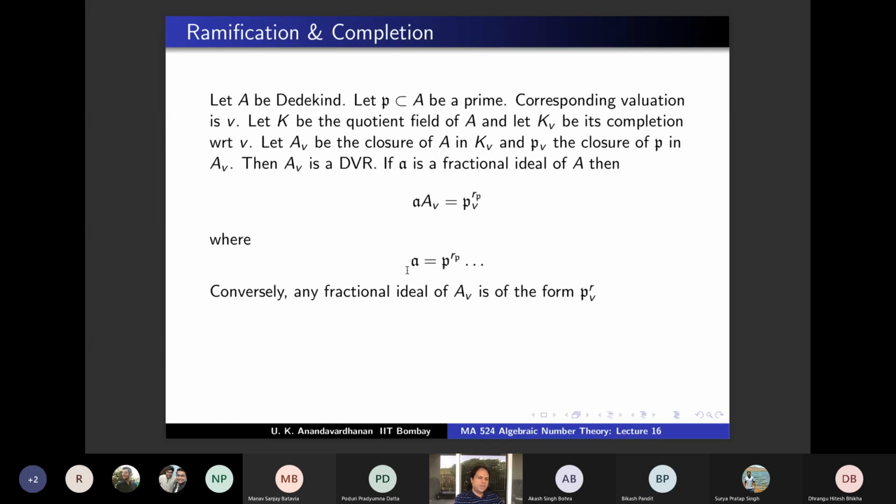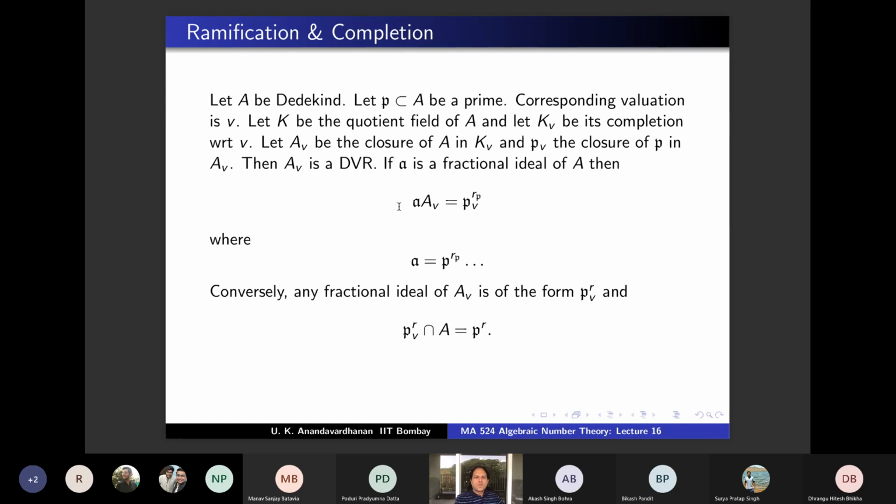So this is a small check. You can easily check this. Conversely, any fractional ideal of A_V is of the form P_V^r, and P_V^r intersection A is P^r. Basically, all that I'm saying is the indices are fully determined. The ramification indices are fully determined by the global ideal. What is happening locally is purely determined at the global level.